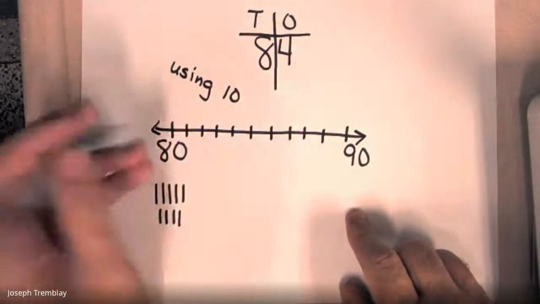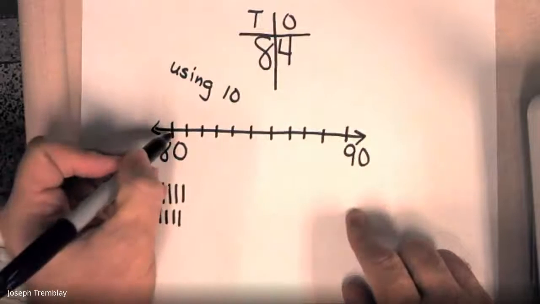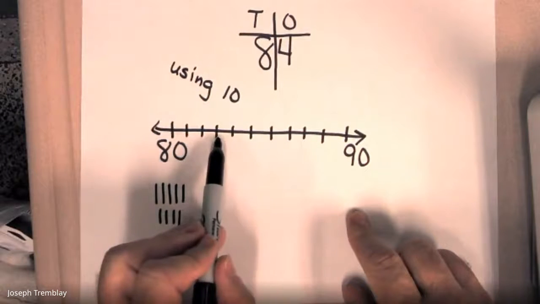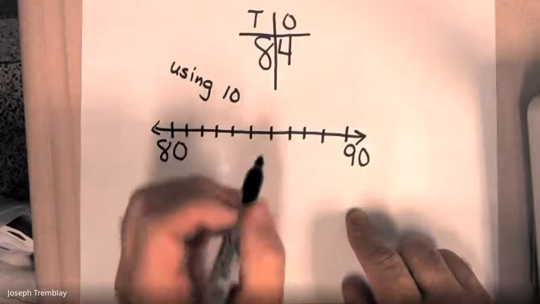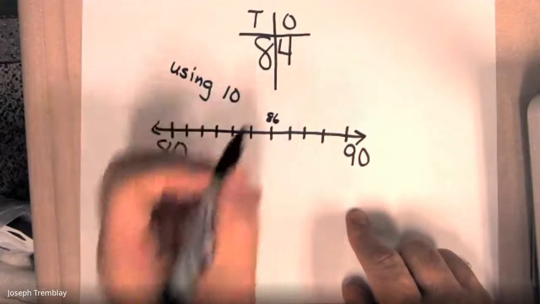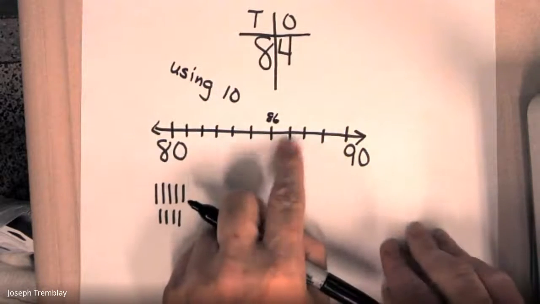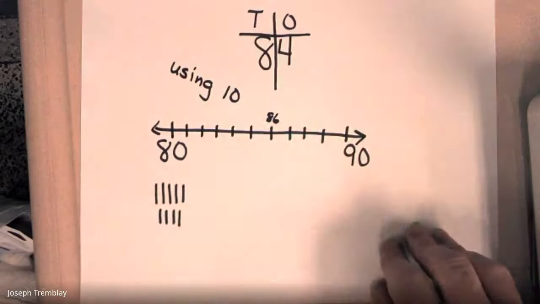Let's count to make sure I have enough. 80, 81, 82, 83, 84, 85, 86. I'm going to write that down just so you know I know it's there. 86, 87, 88, 89, 90. Yep, I've got the right number of tick marks.